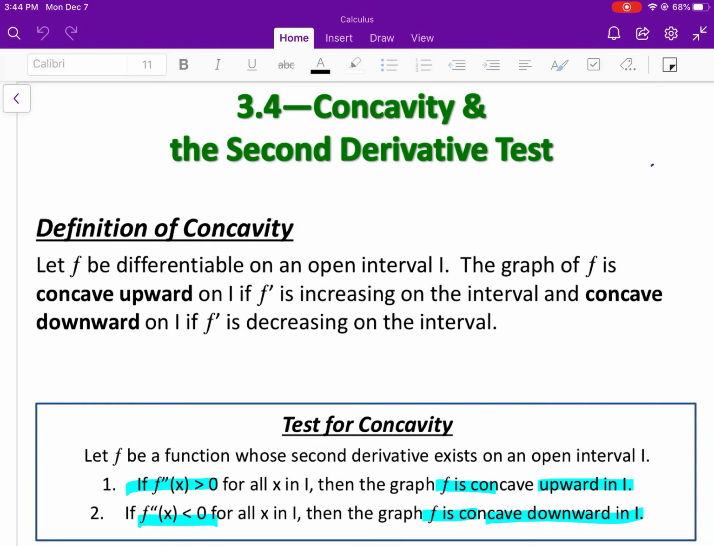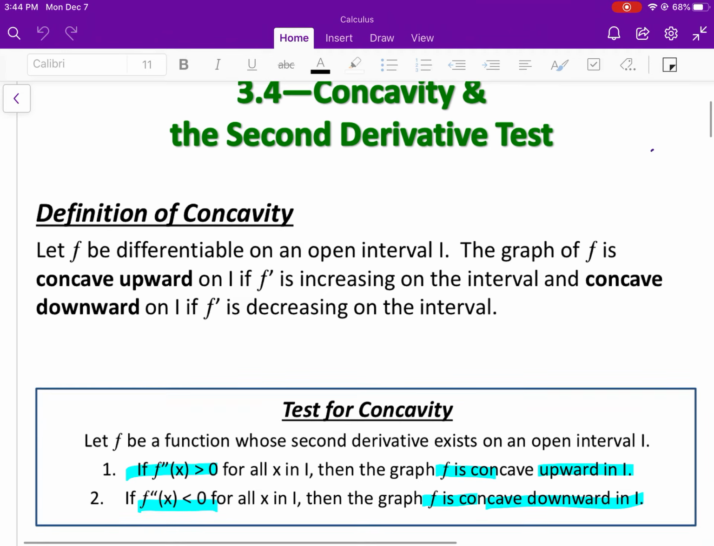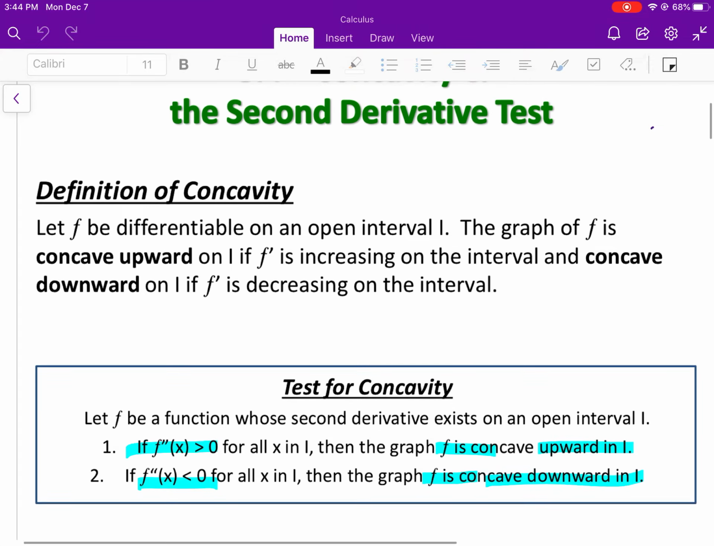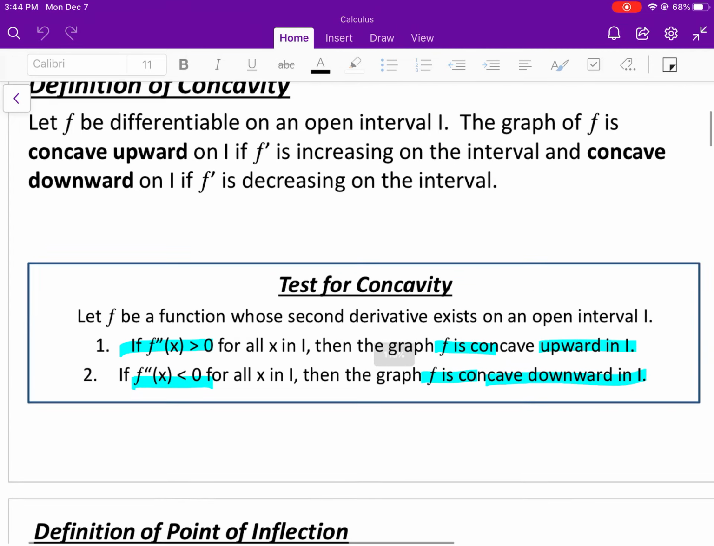This is a short video just going over the notes we took over the first part of lesson 3.4. If you'll recall from Unit 1 Plus, when we're finding the second derivative, we're looking for concavity. And so they define concavity with the following.